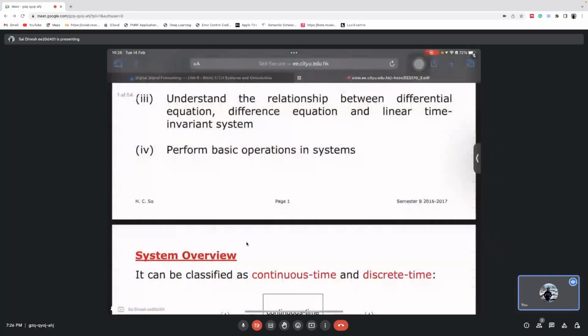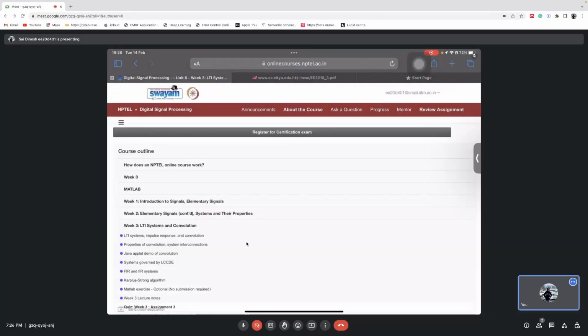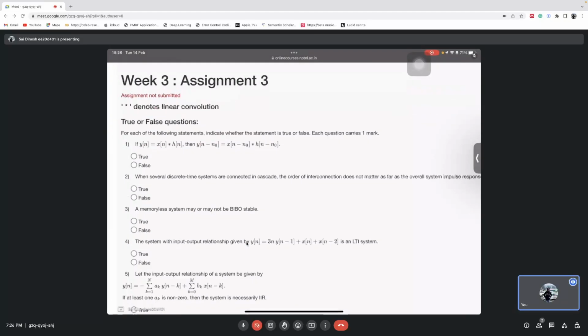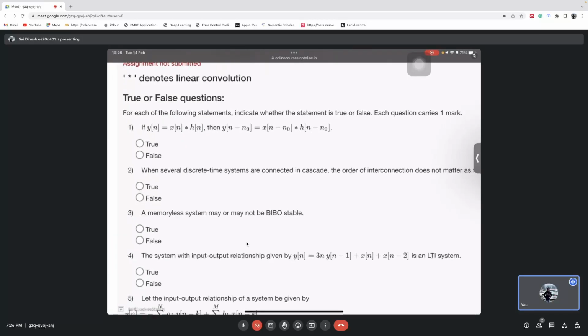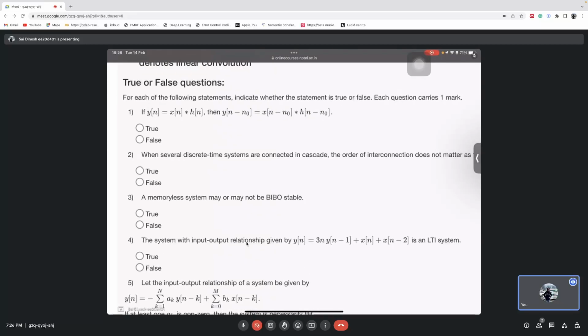So let's take a look at a few assignment questions in the course. What we're talking about here is, he's asking that if y of n equals x of n convolved with h of n, is y of n minus n naught equal to x of n minus n naught convolved with h of n minus n naught? How we can go about solving is that we can expand x of n convolved with h of n, and then expand the second, x of n minus n naught convolved with h of n minus n naught, and see if they are equal. Expansion means the convolution sum that we're talking about here.